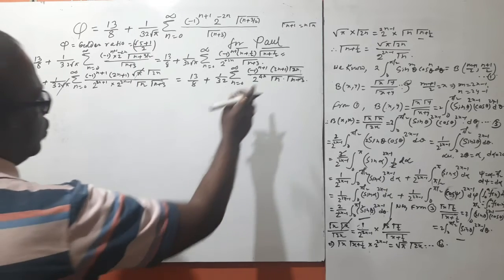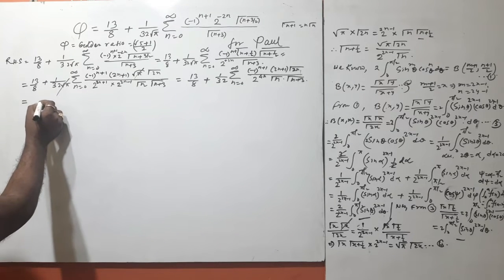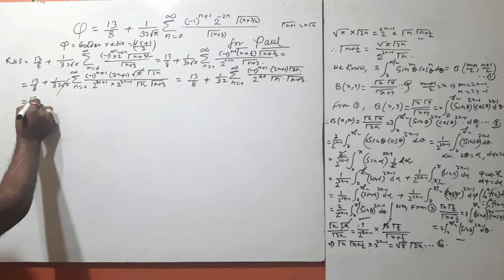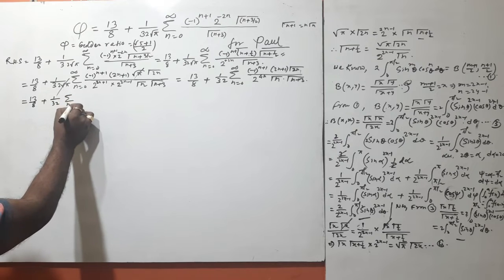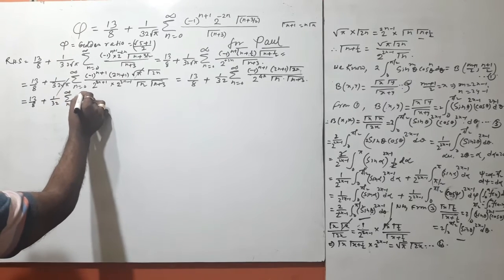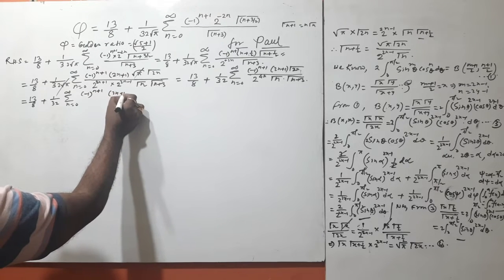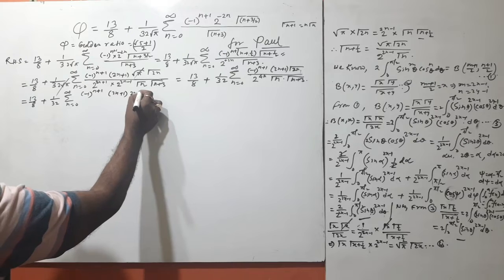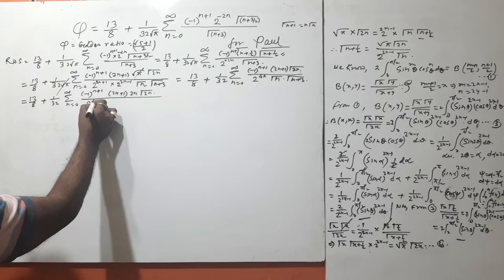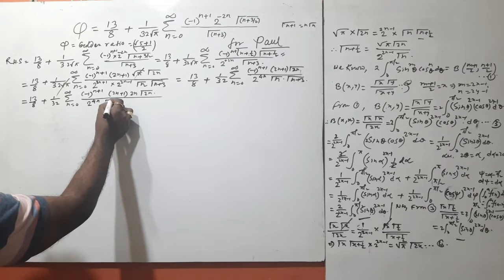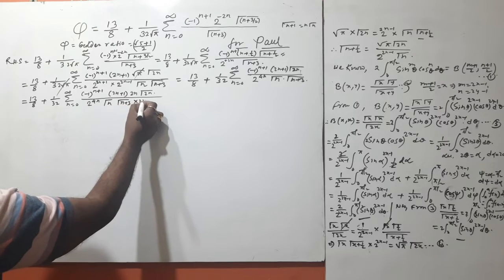Now multiply here by 2n factorial, only 2n, and this is equal to minus 13 by 8 plus 1 by 32, and the summation n equal to 0 to infinity of minus 1 to the power n plus 1, into 2n plus 1 into 2n and gamma 2n, over 2 to the power 4n, gamma n plus 3, into 2n.